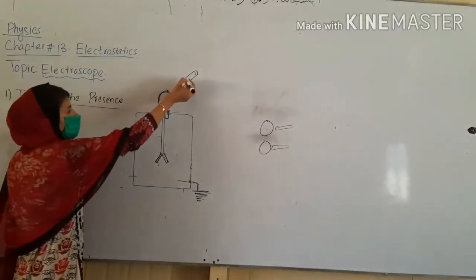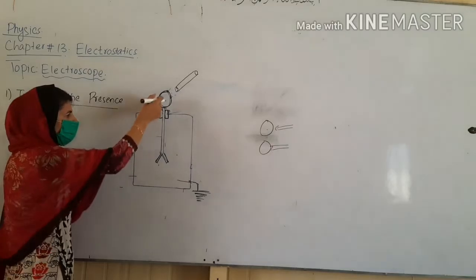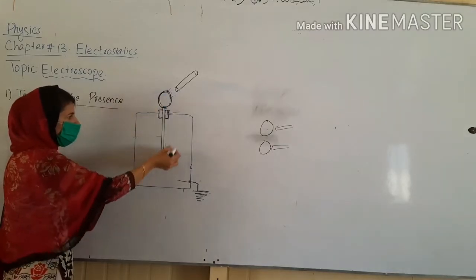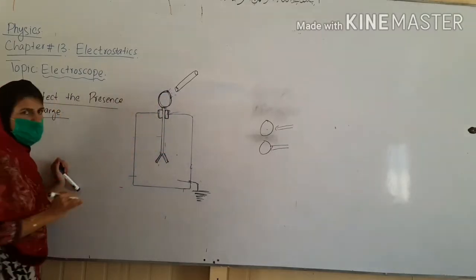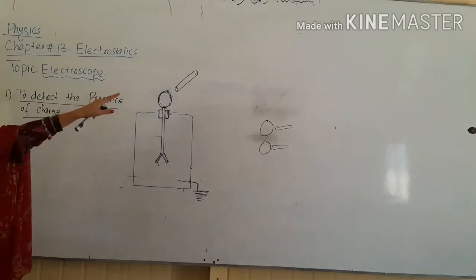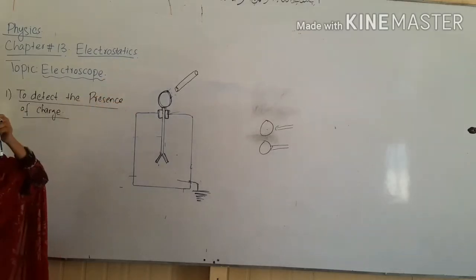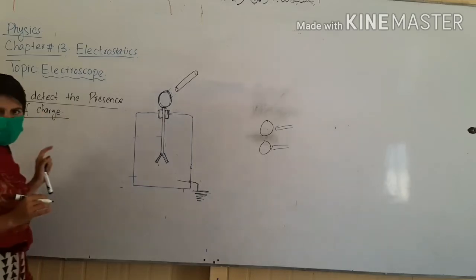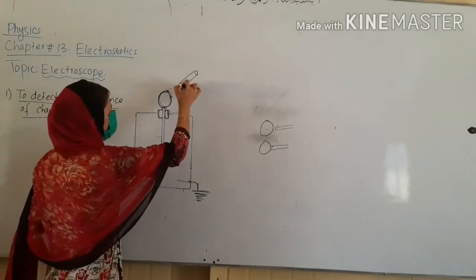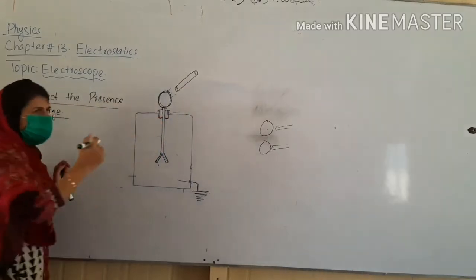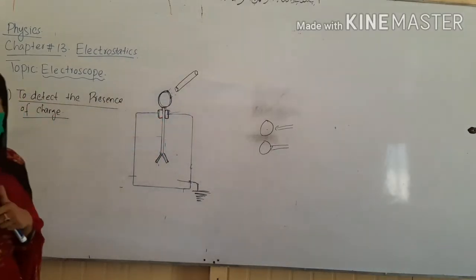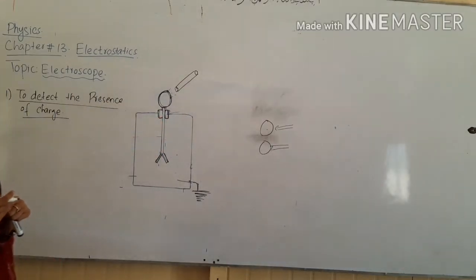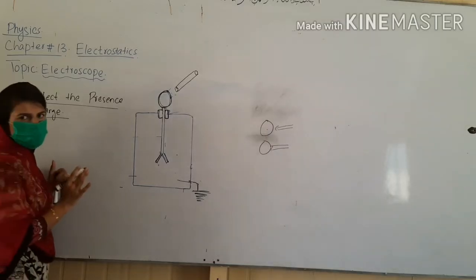But if a neutral body is brought near, there will be no change in the electroscope. You will observe no change. So you can conclude that the body brought near the electroscope, the body under testing, is uncharged. Is it clear? And suppose it is charged. Now the charge may be negative, the charge may be positive. It depends on the condition.